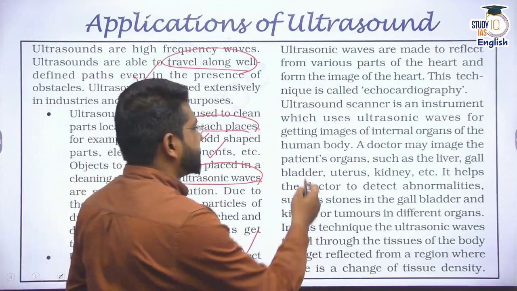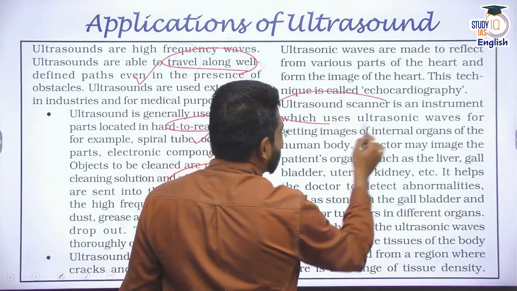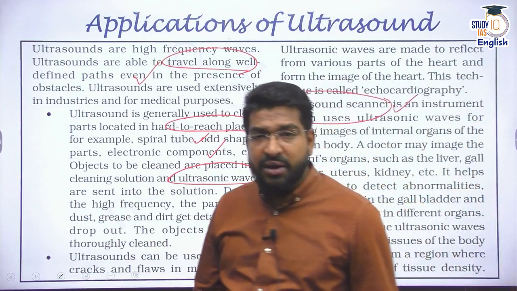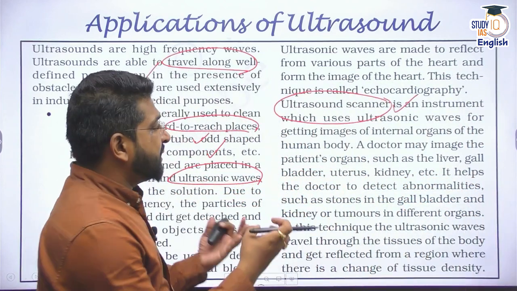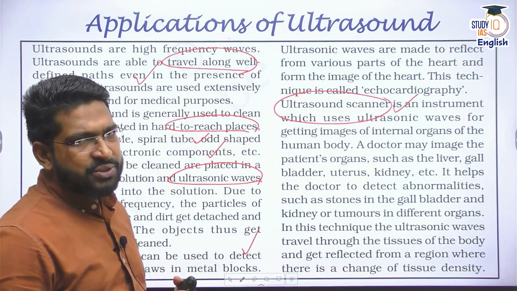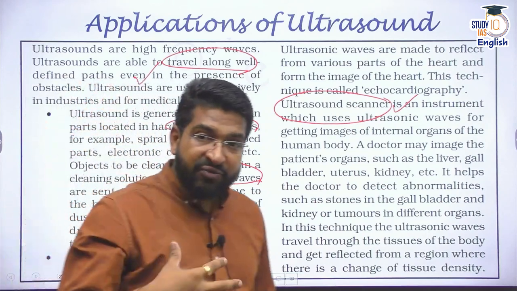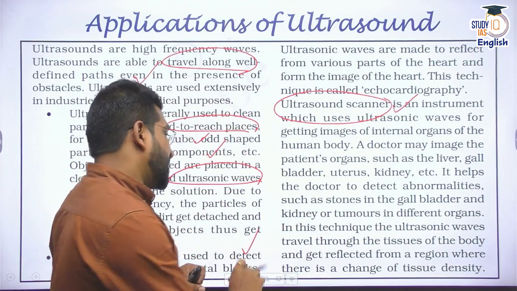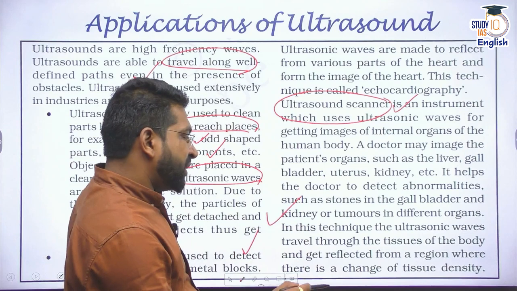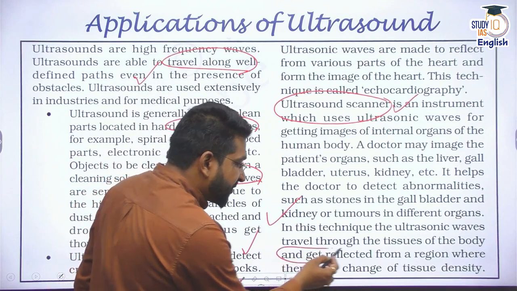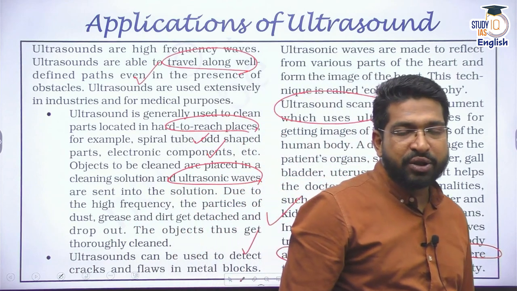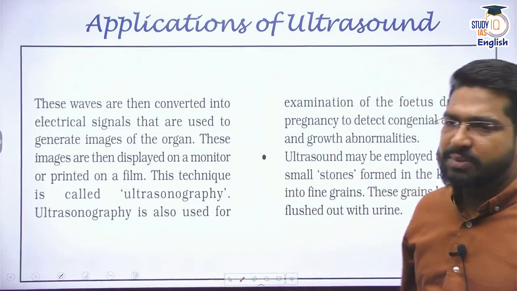For example, you must have heard about ultrasound scanning. Ultrasound scanning is done to get the images of internal organs in the human body. Ultrasound scanning is done for the brain, for the kidneys, for the lungs, liver, etc. So ultrasound waves travel through the tissues of our body and get reflected from the region where there is a change in tissue density, and on the basis of that we get ultrasound imaging.